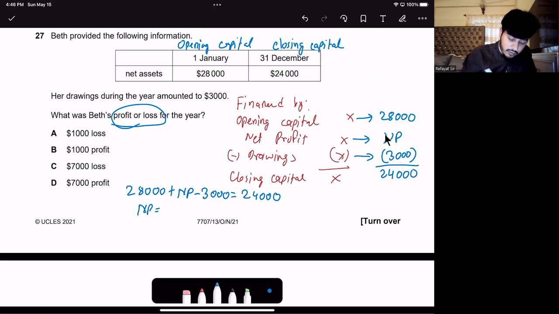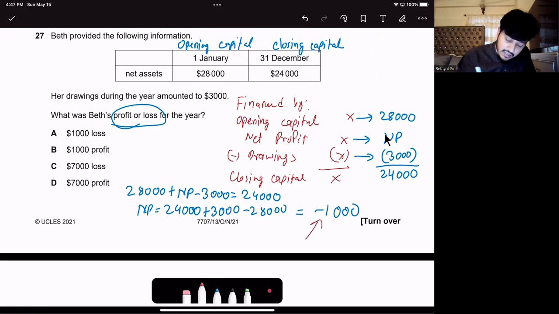So net profit will be 24,000 plus 3,000 minus 28,000. The answer will be minus 1,000. This minus indicates it's a loss. 27 is A.